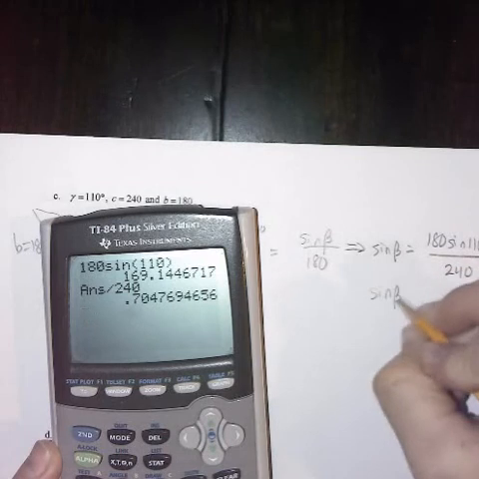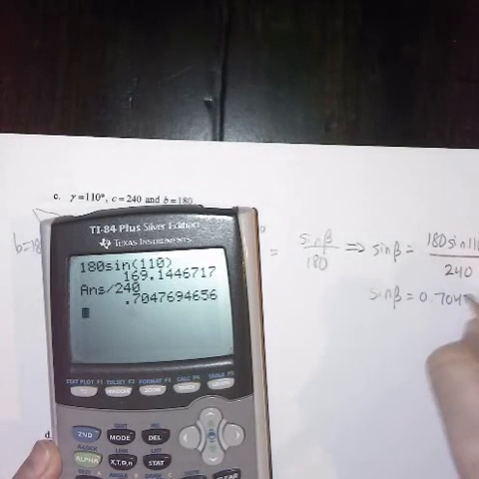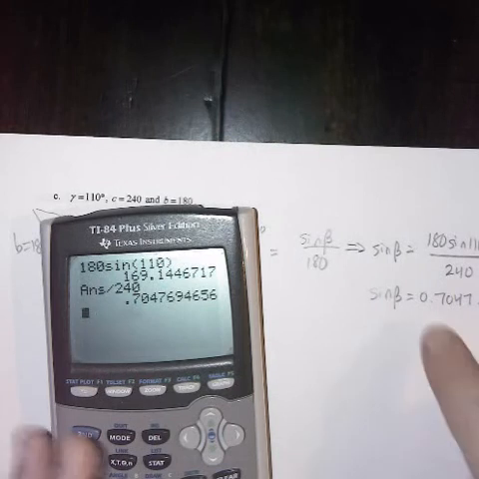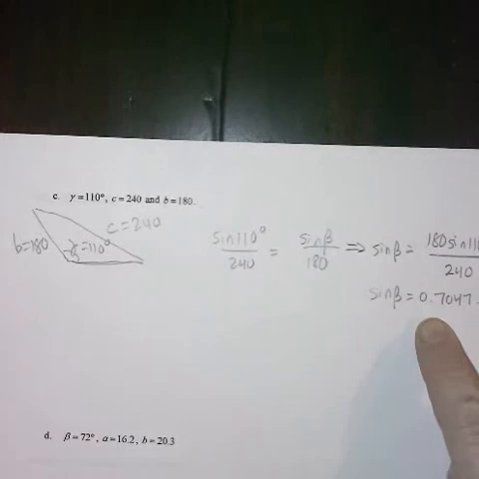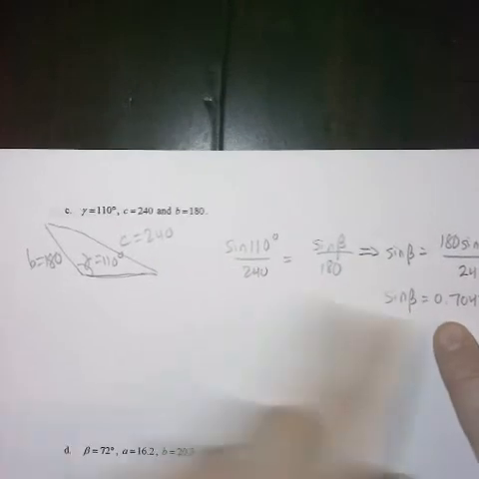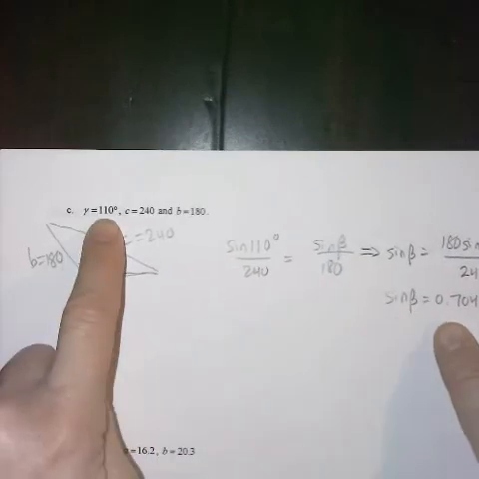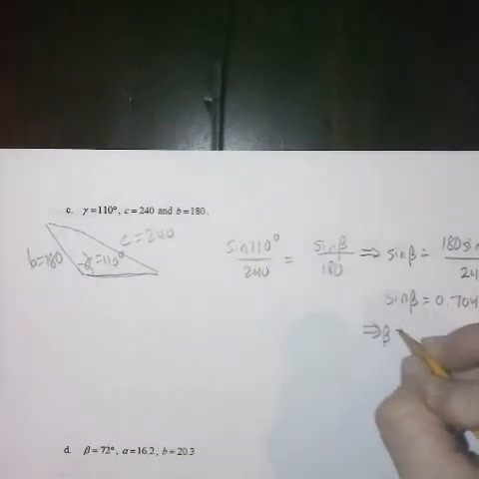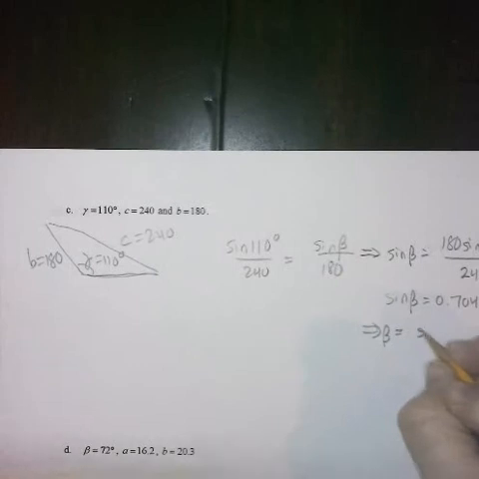So sine beta equals 0.7047, etc. I want to write all those digits down. And so at this point you might think, well, then there are 2 angles that have this sine, and that is true. There would be an acute and an obtuse angle that have the same sine value, but it has to be the acute one only, because if you use the obtuse one, that's going to be too large to fit into the triangle. So this would imply beta equals the sine inverse of this number.